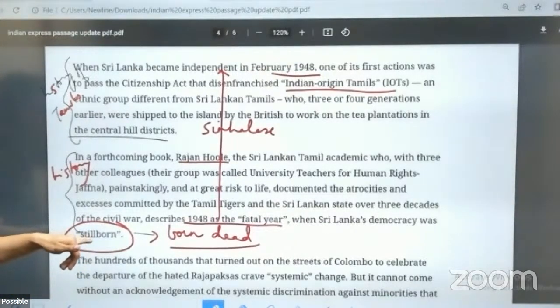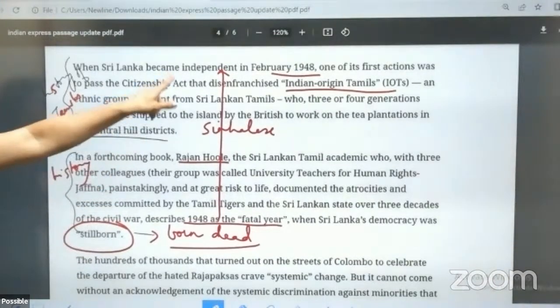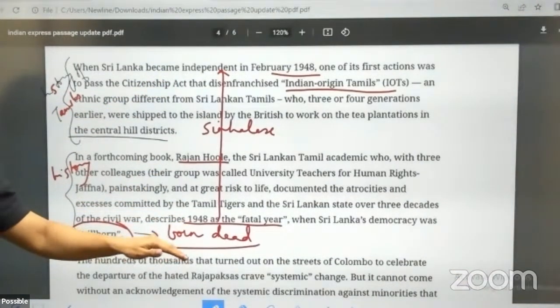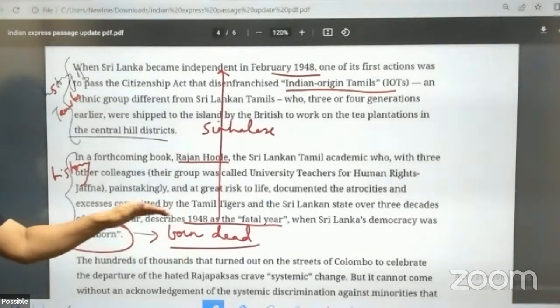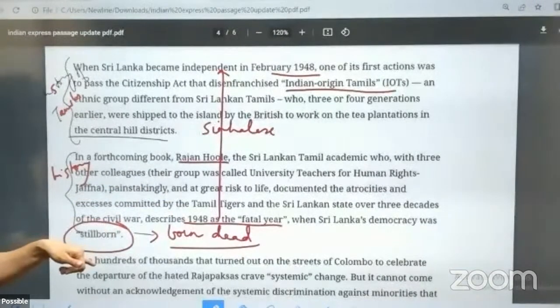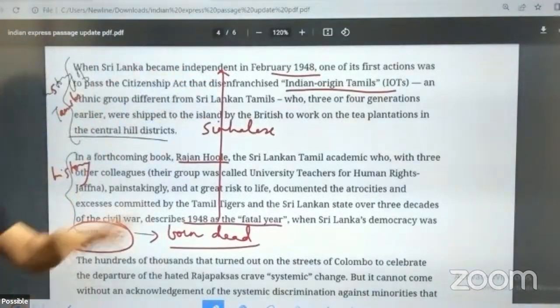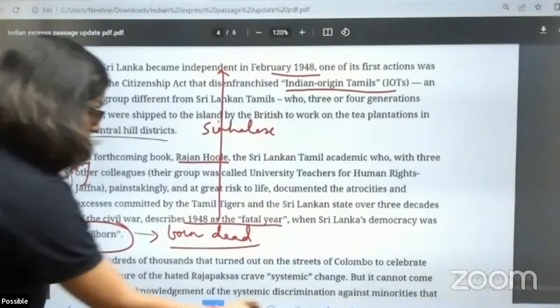So this reference of stillborn, have you understood? It did not require you to know history. Whatever little history the author has given here was enough to answer this. So this much you have to be able to answer in your passage. Yes, what happened in 1931, details that are not given here are not going to be asked.